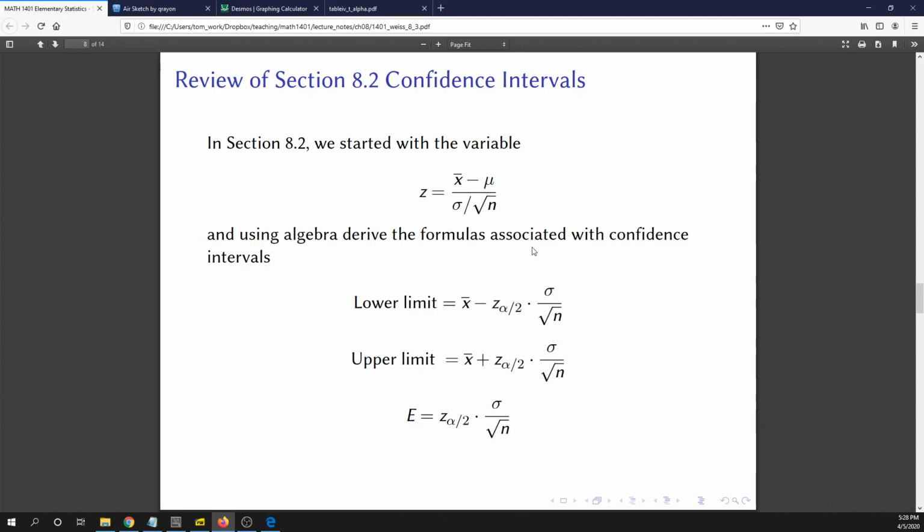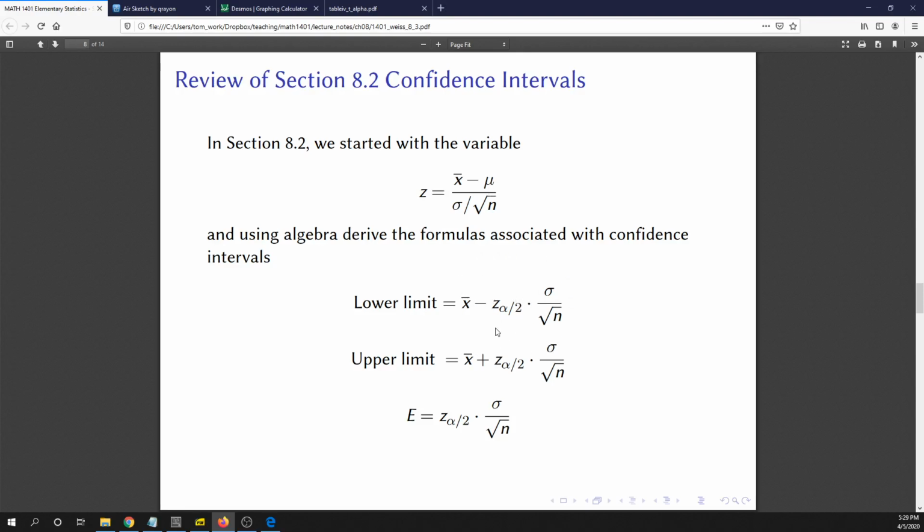So back in section 8.2, we were using z because in that section we had the value of the population standard deviation. This was the format of the value that we were using. Then, to get the lower limit and upper limit, we could do a little algebra on this formula and get these forms here. This is for the lower limit, and basically it was solving for mu in this equation. You'll get a formula that looks like this.